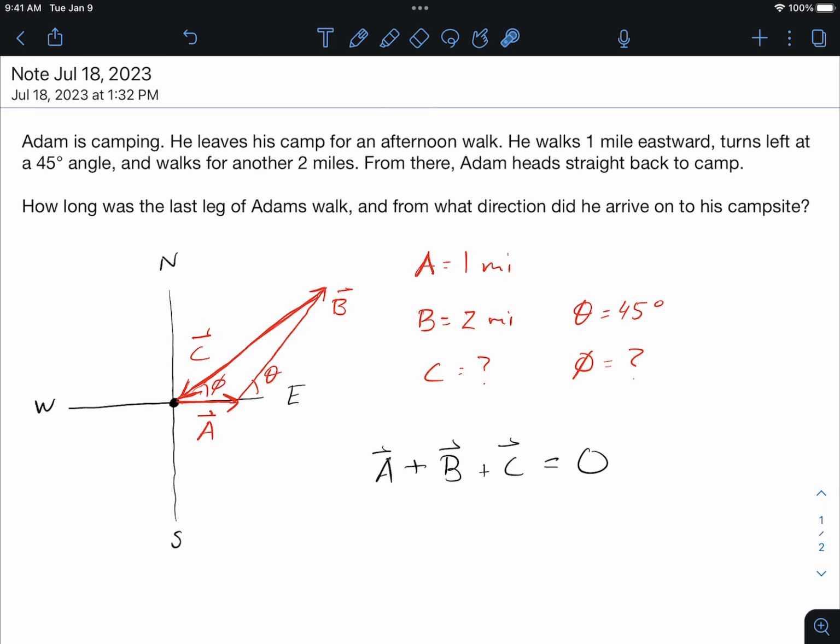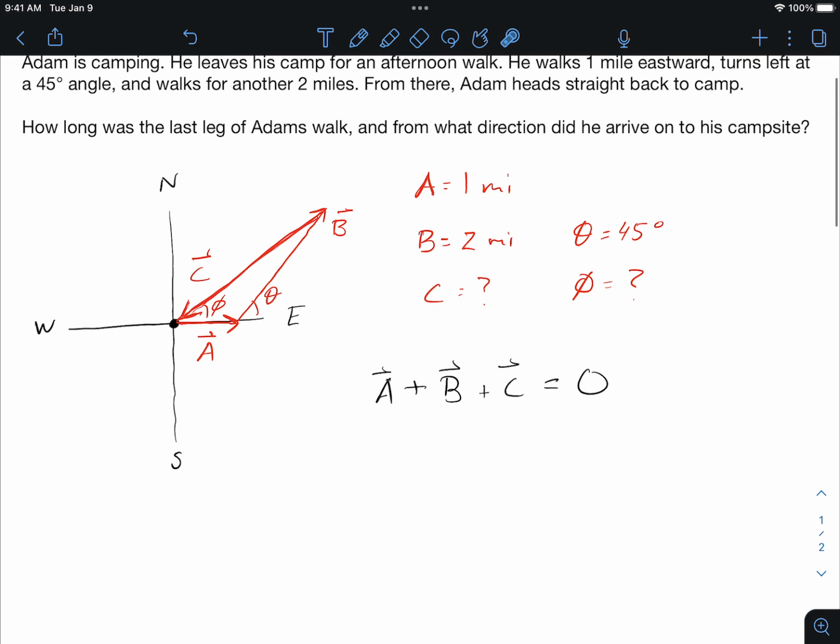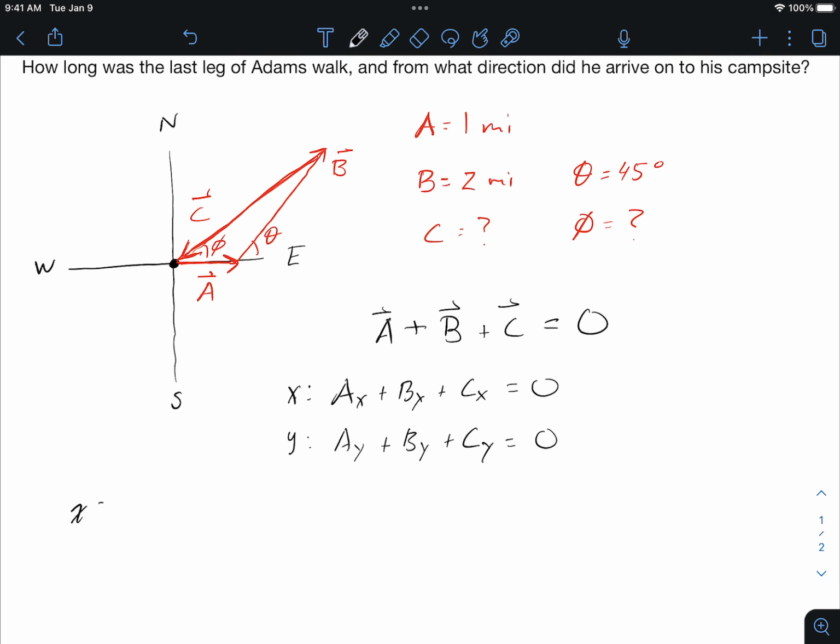Okay? The key thing here is that this is a vector equation. So it's not really one equation, it's one equation per component. We're going to have an equation here for the x-axis, which is ax plus bx plus cx is equal to 0, and one equation for the y-axis, a sub y plus b sub y plus c sub y is equal to 0.